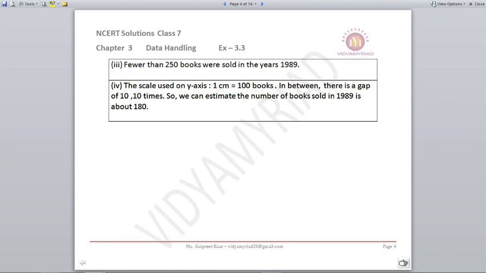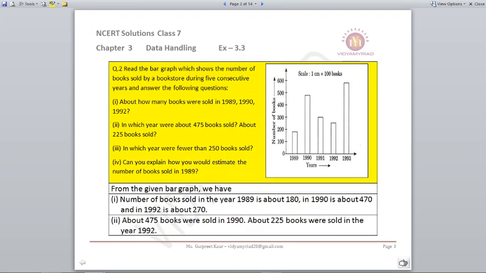Fewer than 250 books were sold in the year 1989. If you see at 1989, the graph is below 200. And if you look at 1992, it is closer to 300. So we can definitely say from the graph that in the year 1989, fewer than 250 books were sold.